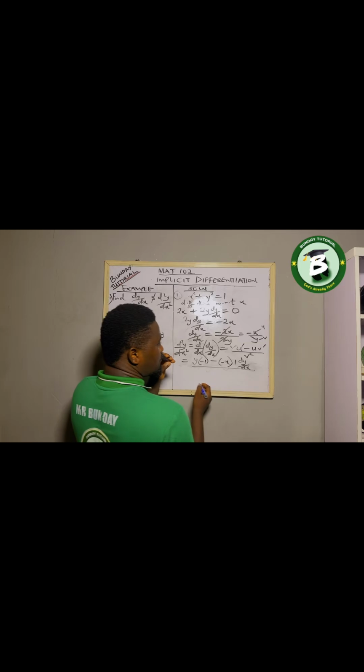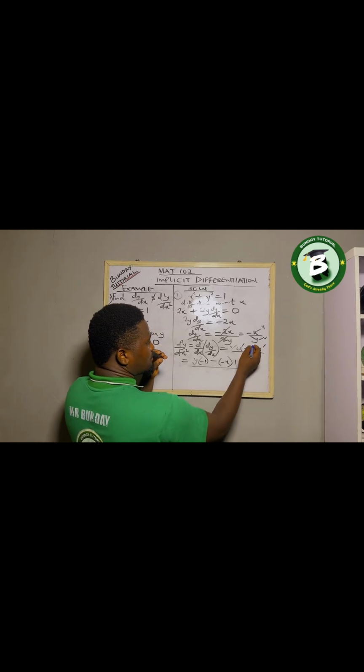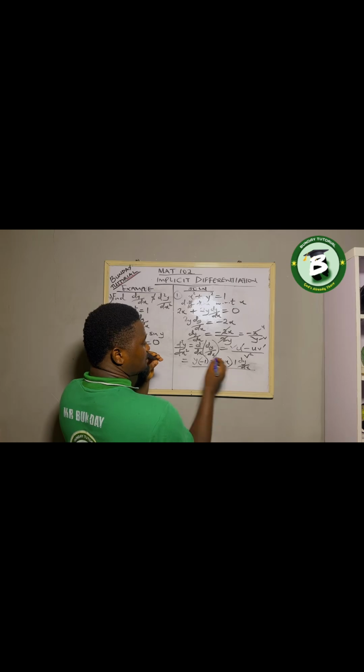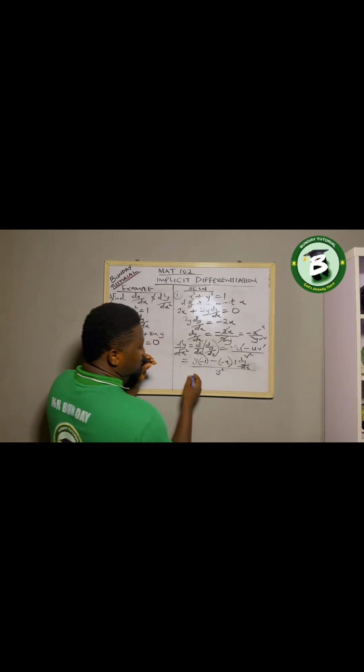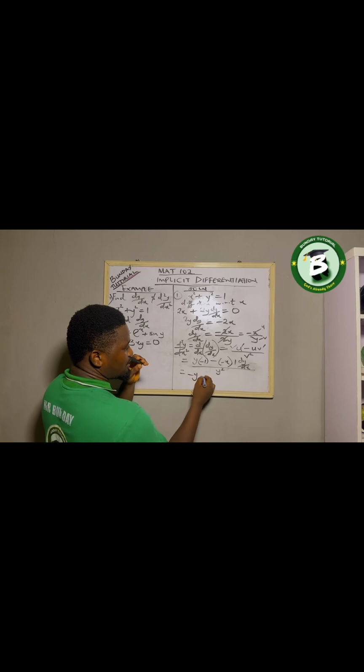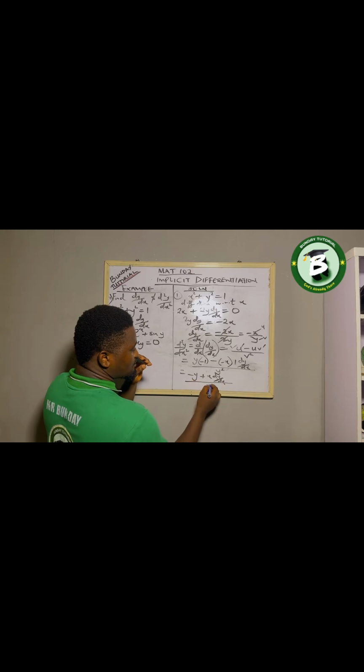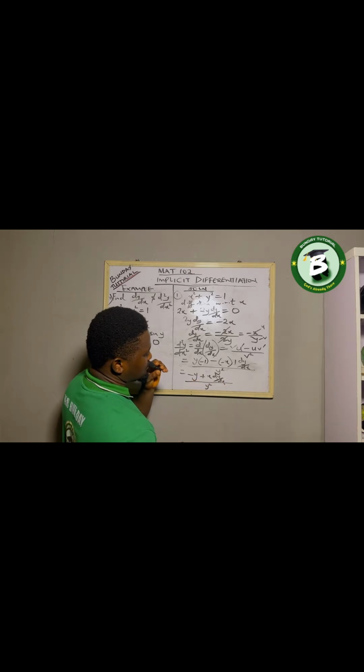So all over, can you see? All over what? V squared. What's v squared? That's y squared. Multiply, what do we have? We have minus y plus x dy dx all over what? All over y squared. Are we here now?